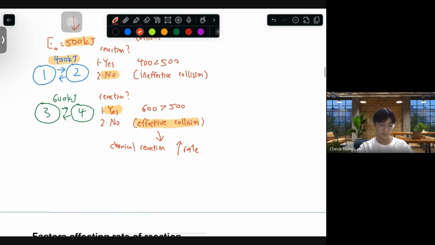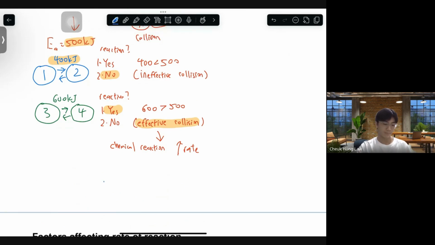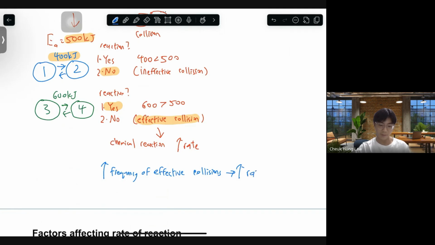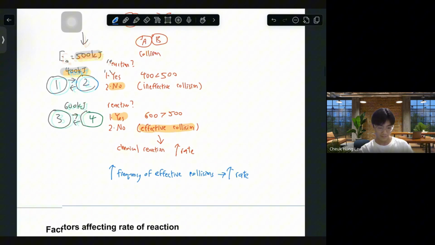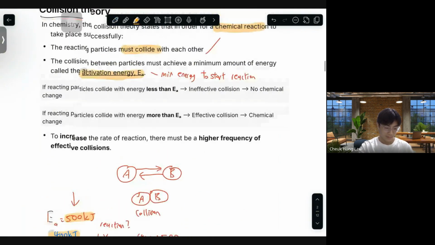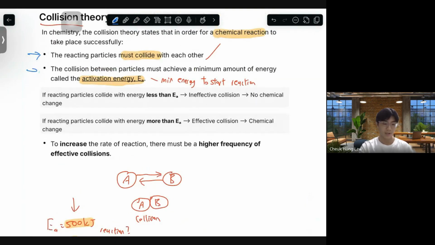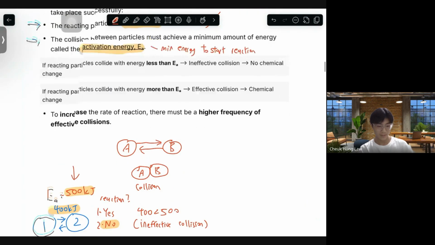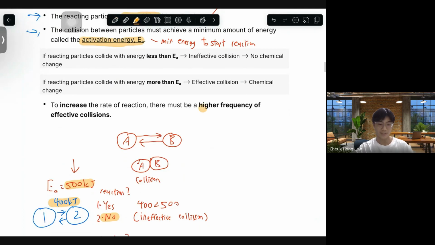So we have to learn this relationship. The higher the frequency of effective collisions, the faster the rate of reaction. Okay, it is directly proportional. So if I have more effective collisions, the rate of reaction will be faster. Okay, so that is collision theory. Make sure that you understand these two concepts. One, they must collide. Second, they must collide with enough energy. Then if you want to increase the rate of reaction, you must have higher frequency of effective collisions.